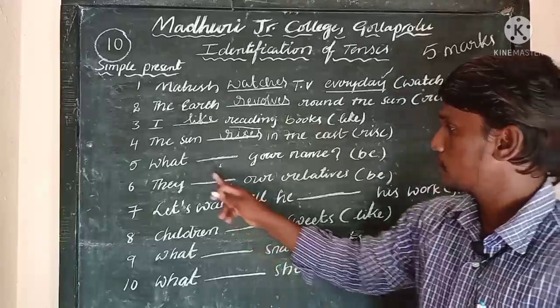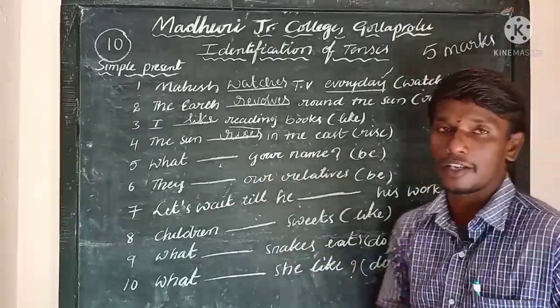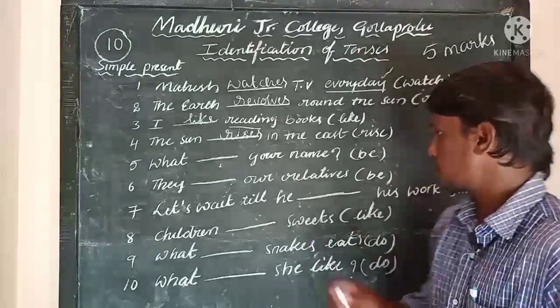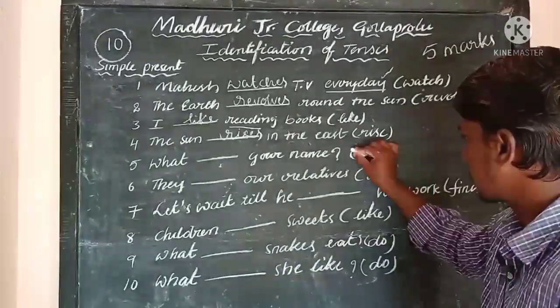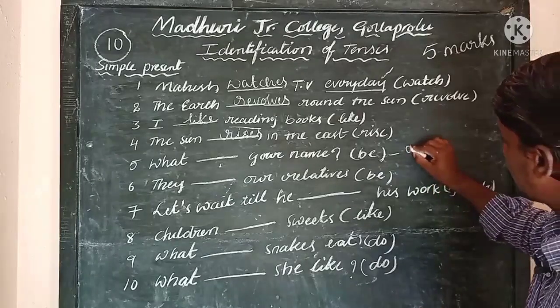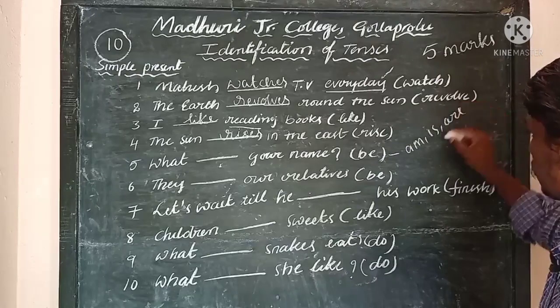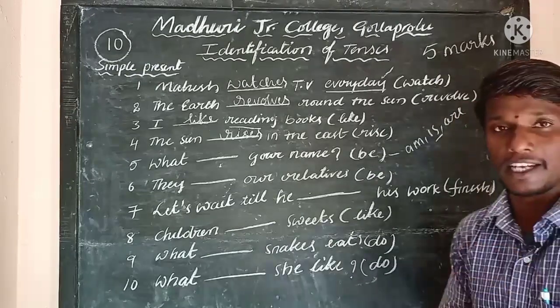Now coming to the next one, what dash your name. Name is singular here. Now be is given. Be in the sense of be forms. What are the present be forms? Present be forms are am, is, are. If the subject is singular, what is the right be form?